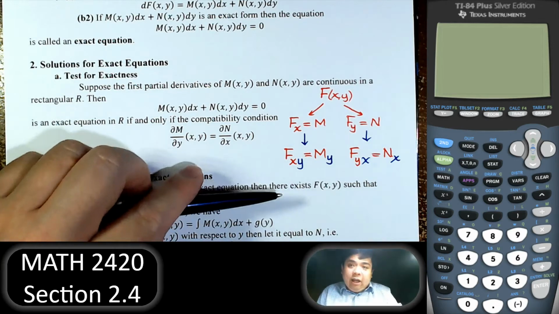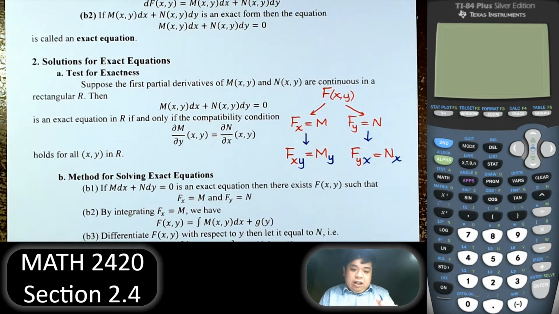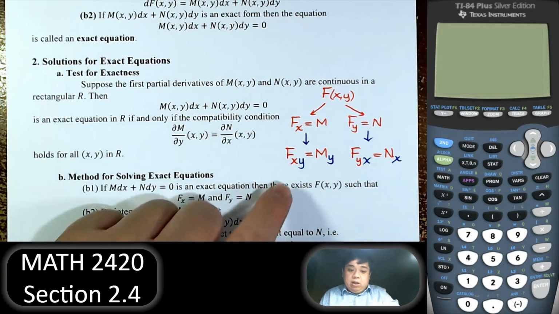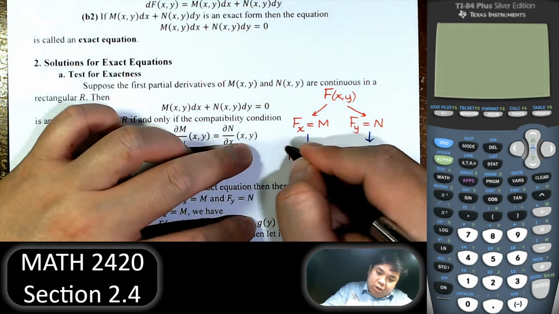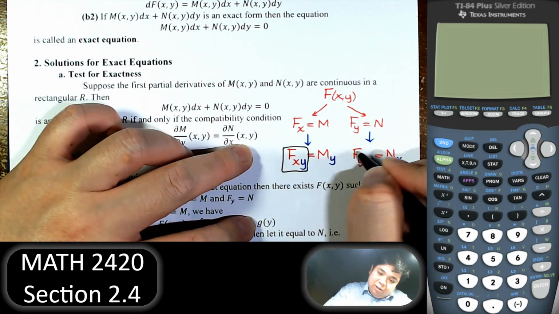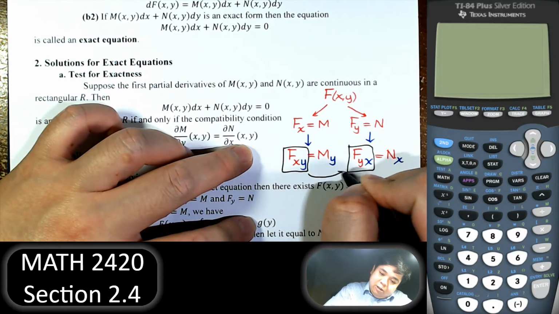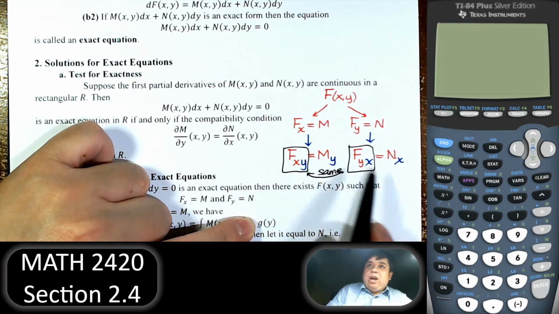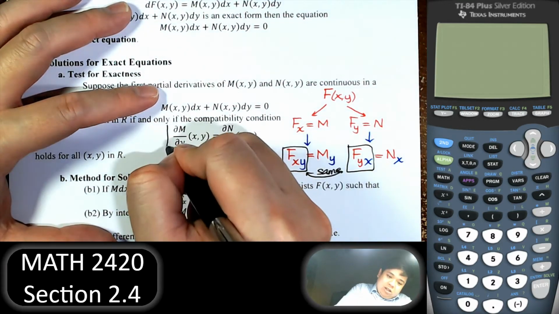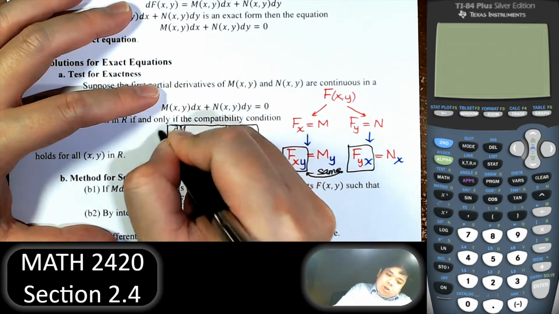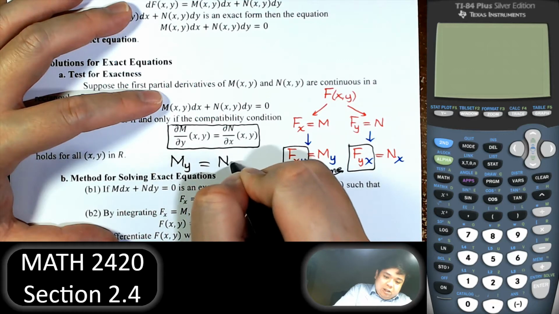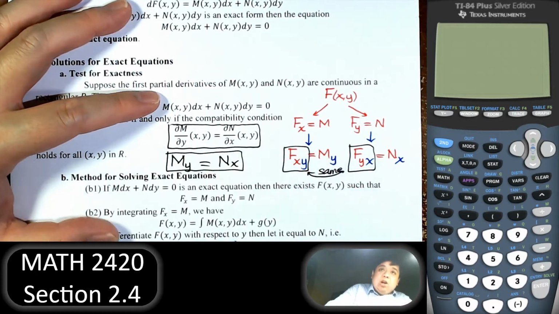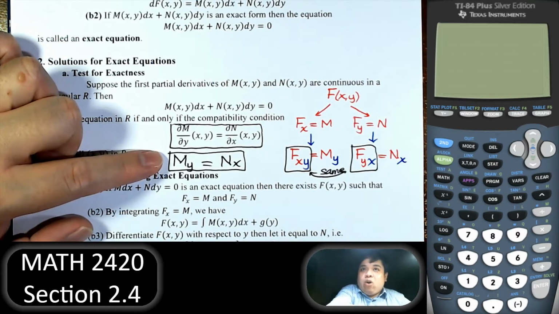Now, clearly the mixed partial derivatives are equal, f_xy equals f_yx, because these two are equal. M_y must be equal to N_x. So this is the condition. If the equation is exact, M_y is equal to N_x. Right. So that's how we test to see if the equation is exact or not.